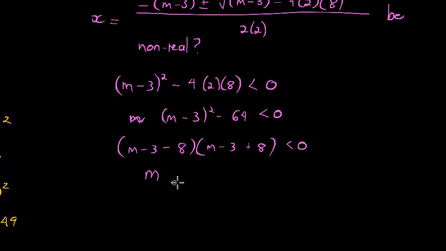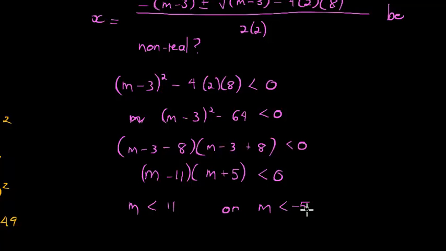So I get that (m minus 11) times (m plus 5) is smaller than 0. Now how do we go on from here? Do we just say m is smaller than positive 11 or m is smaller than negative 5? Is that how we do it? No. This is not an equation. It's an inequality. The moment I get to this step, I draw a rough parabola on a number line. I put these two values on there, 11 and negative 5. According to our inequality, we use the negative.